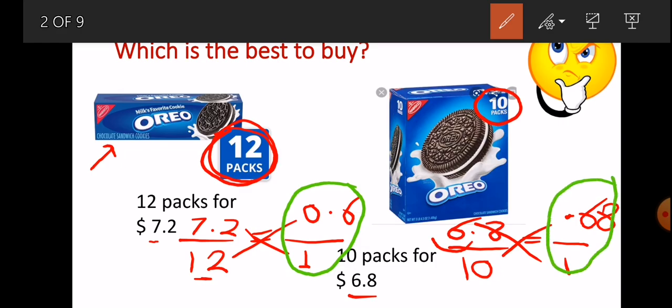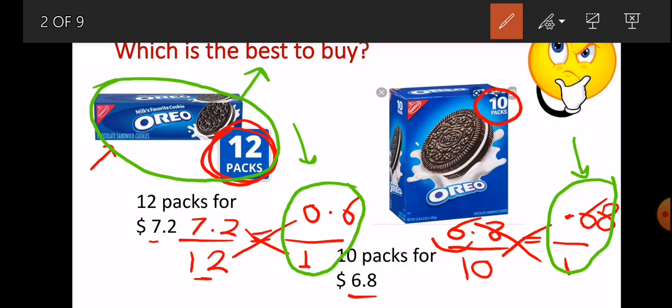Now can I compare? Yes. Here in this offer the cost of 1 is $0.6. In this offer the cost of 1 is 0.68. Which one is cheaper? Which one will be better to buy? Yes, it means that this offer is the best. Why? Because this cost is smaller. The price here is less than the other price.